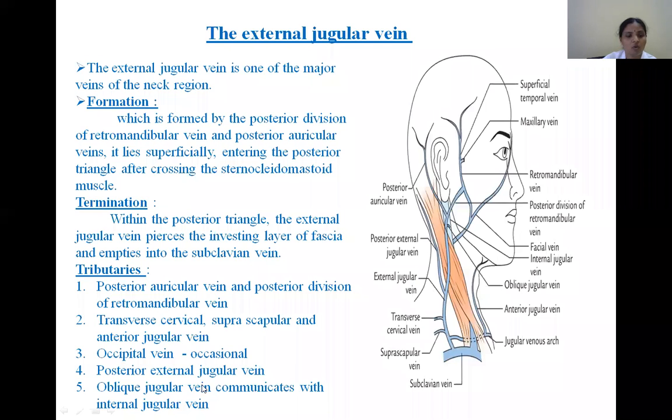Then the posterior external jugular vein, the oblique jugular vein, communicates with the internal jugular vein. A communicating vein here, you can appreciate, just anterior to the sternocleidomastoid. So we are communicating with the internal jugular vein. So these are the tributaries, right?